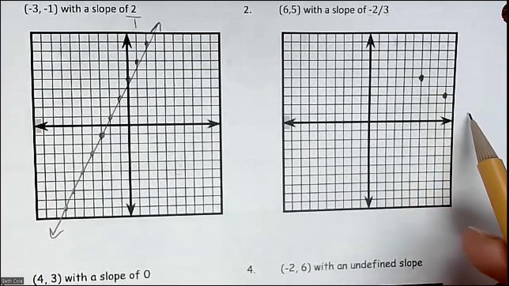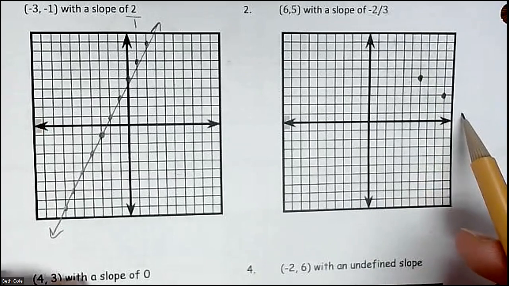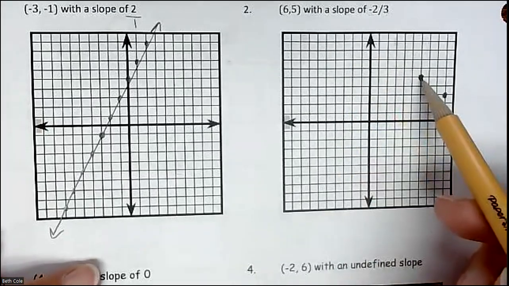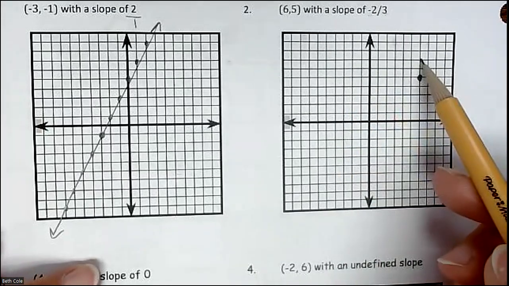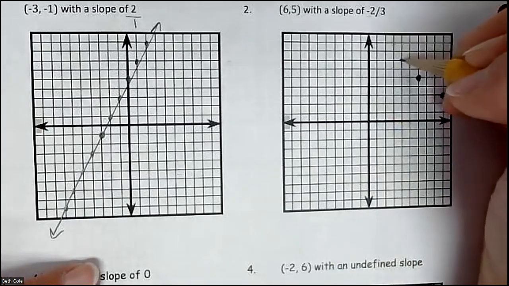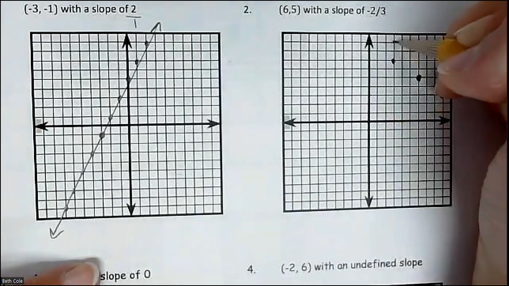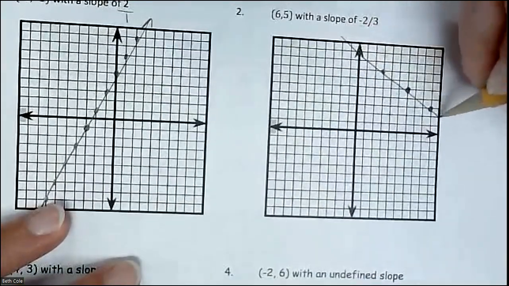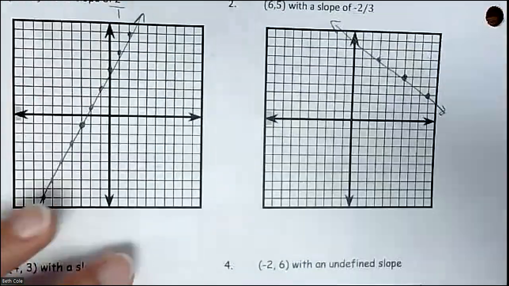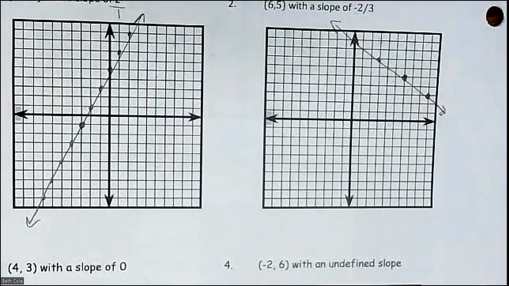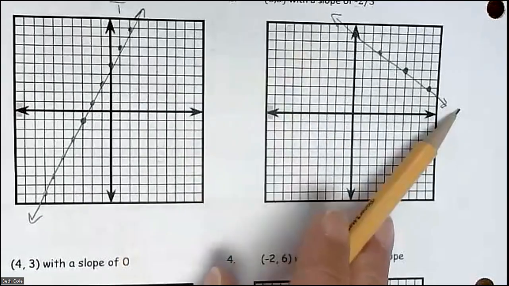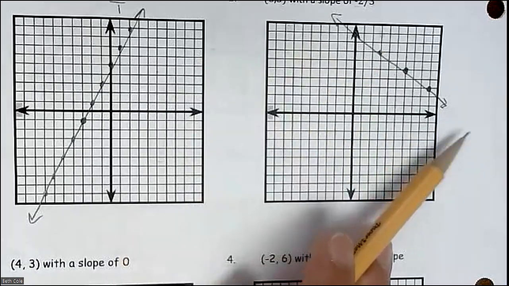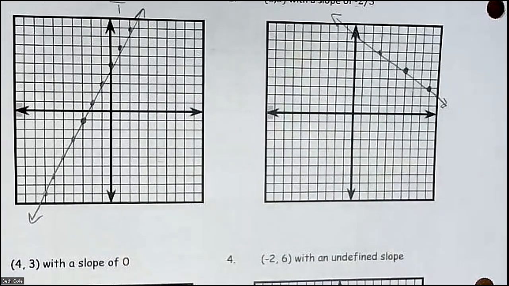Now, if I do that again, I'm gonna be off the grid. So how can I get points going in the other direction? Good, up 2, left 3. And then I can go up 2, left 3 one more time and then connect it. So do all of the points. If you can count to 2 and count to 3, you can do it. Do you see how that line is going down? And that's because it's negative slope.